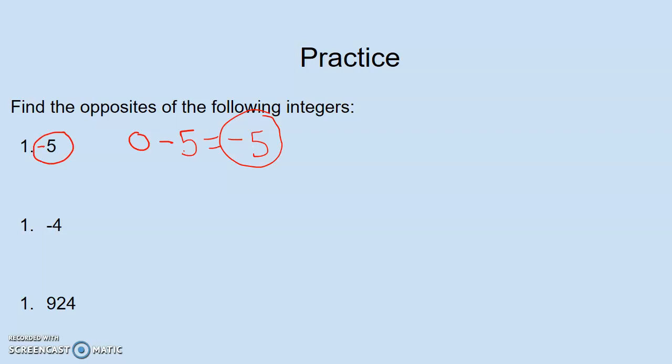Now what about negative 4? Well, if you add a negative sign in front of negative 4, you get positive 4. Or you could just subtract it from 0, and you'd still get 4.